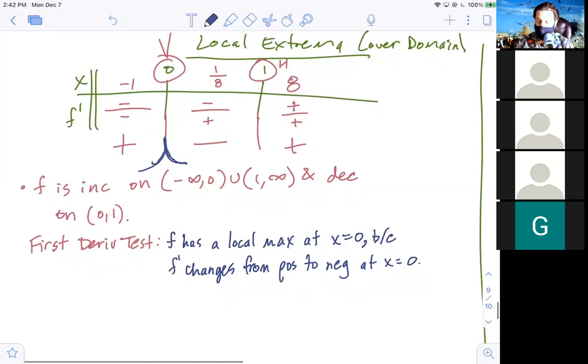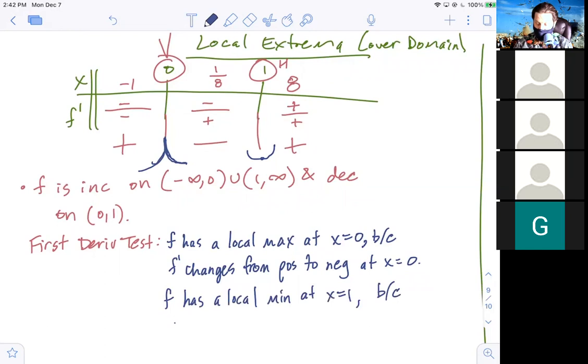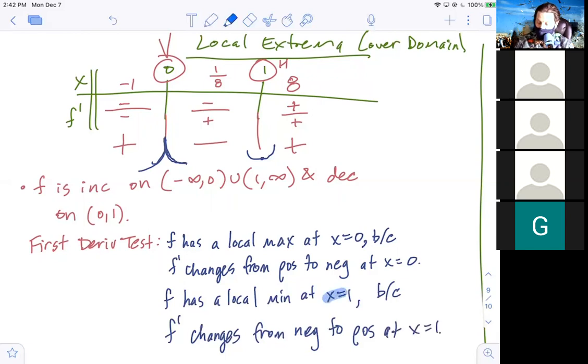And then the other one was your horizontal tangent. If f prime goes from negative to positive, that means f goes from decreasing to increasing, so that's the location of a local min. F has a local min at x equals 1, comma, because f prime changes from negative to positive, again, not in France, but at x equals 1. So you list it twice. Here's where it occurs because that's also the same location where such and such happens, okay?